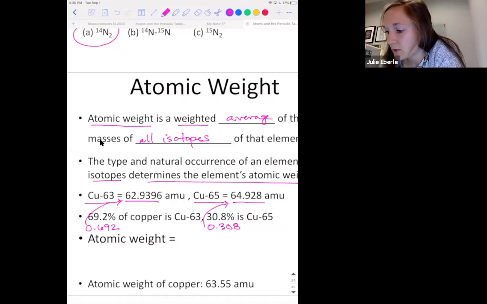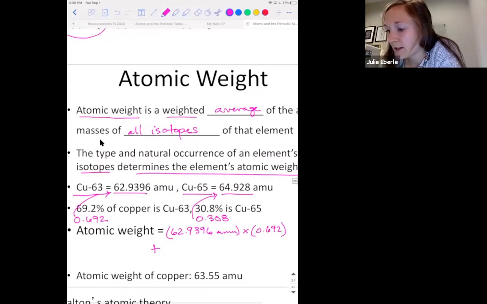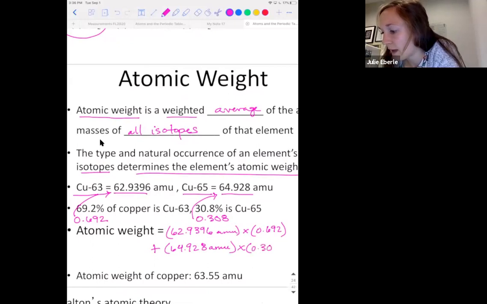So the first one, we'll take the mass in AMUs of copper-63, so it's 62.9396. I want you to know how to do this for the exam. And we're going to multiply it by its percent abundance as a decimal, 0.692. And then we're also going to add it up for the other isotope, copper-65. The mass in AMU, 64.928 AMUs times its percent abundance as a decimal, 0.308.